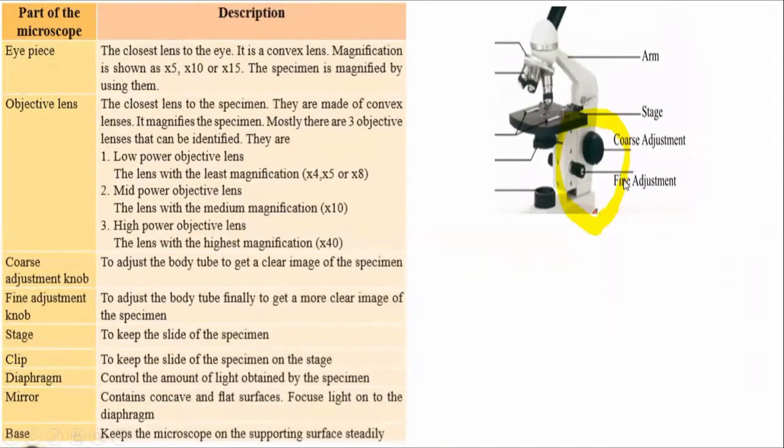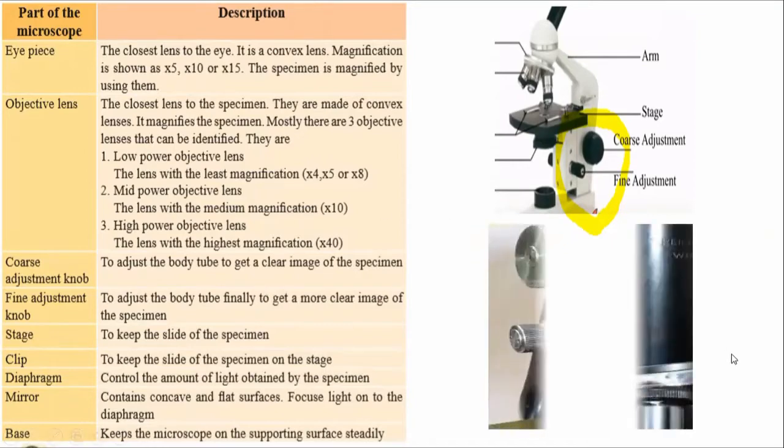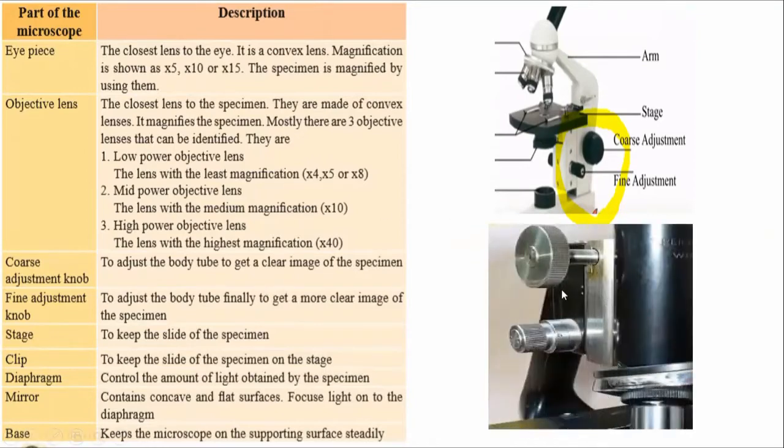All right, so by adjusting these two knobs, you can move your stage, you can move your body tube, you can move your objective lenses lower, or even you can move it upwards. All right, so you can adjust the microscope the way you want in order to get a clear image of the specimen. All right, so here is another picture. This is the coarse adjustment and this is the fine adjustment.